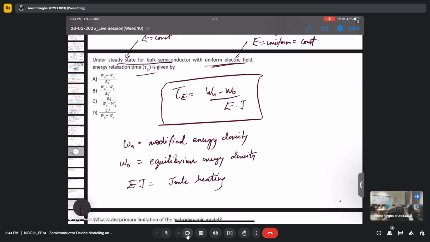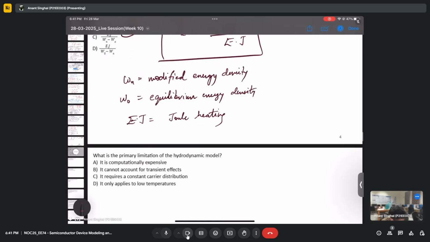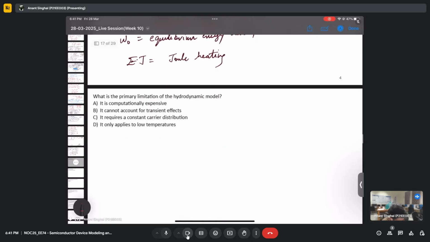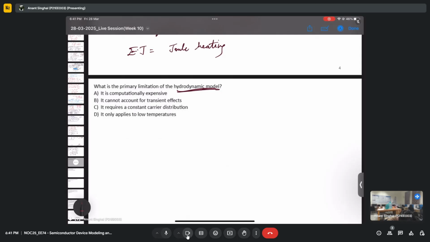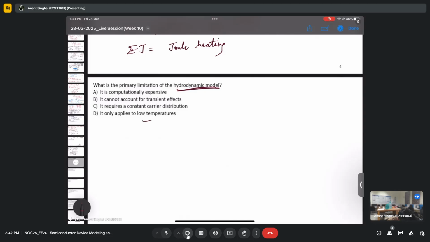So directly I can say option A is the correct answer for this. Then we have: what is the primary limitation of the hydrodynamic model? Let's see what they have given. It's computationally expensive. So the main disadvantage is that it is computationally expensive only.